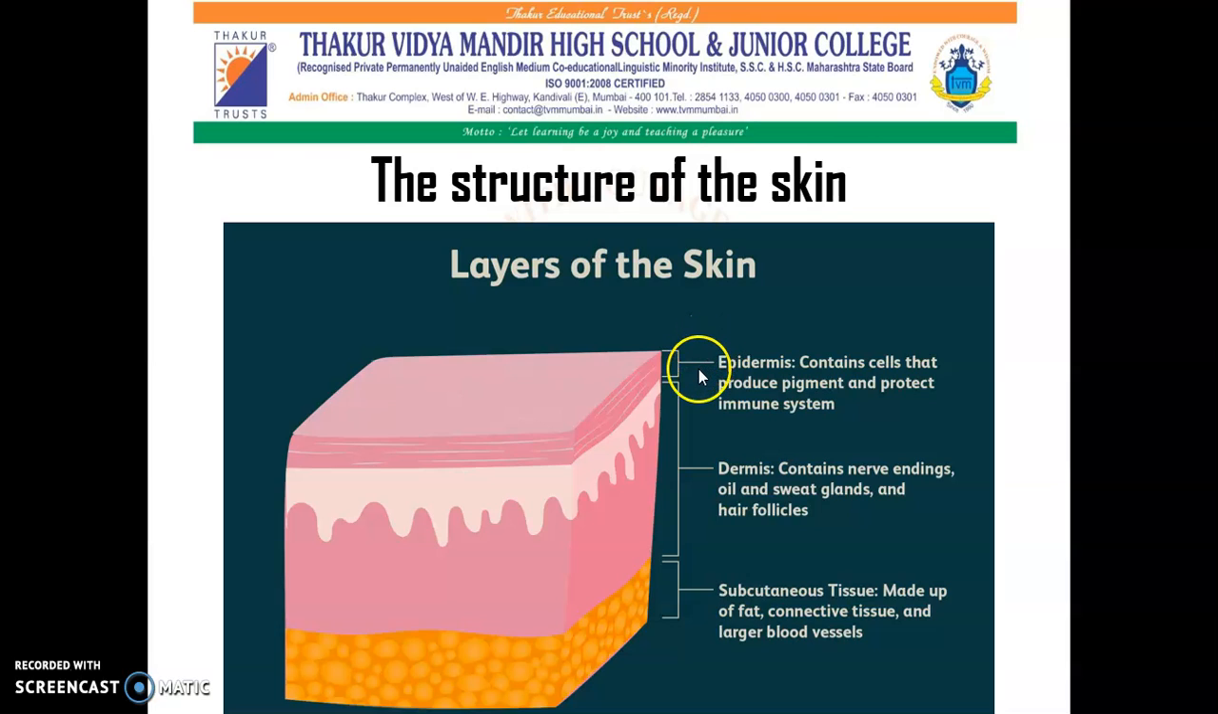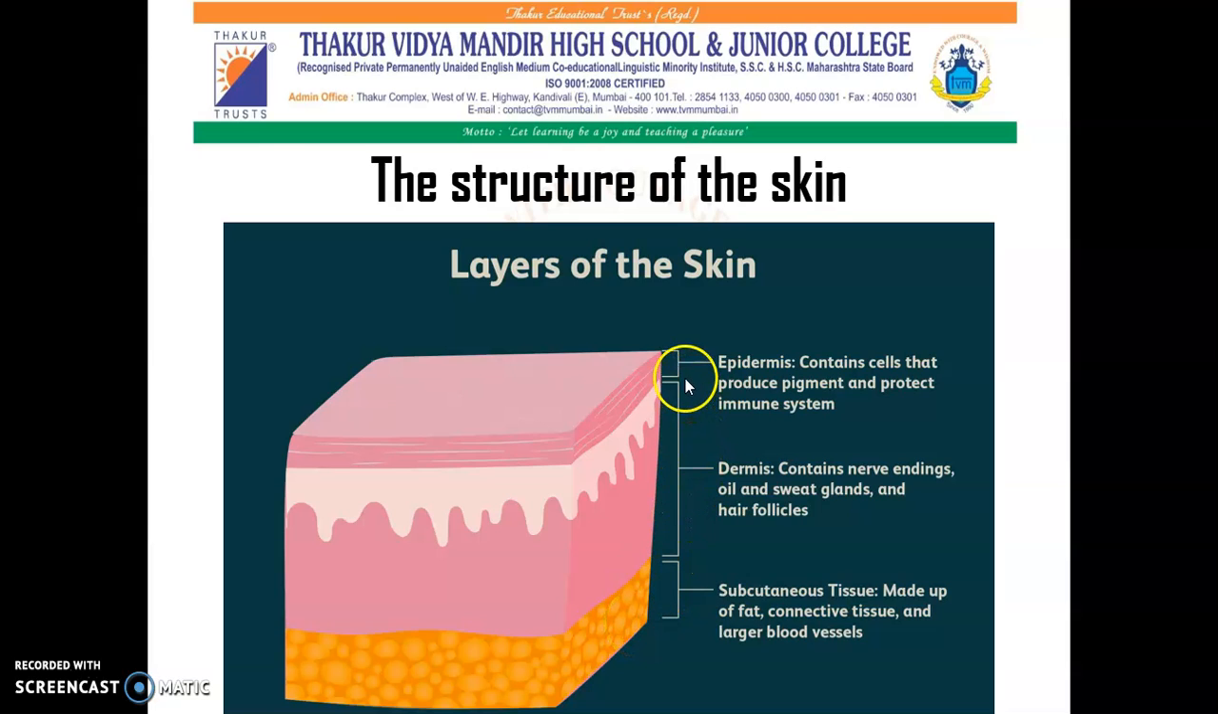Human skin is made up of two main layers. The outermost layer is called the epidermis. Here you can see this is the epidermis. And the lower layer is called dermis. Below the dermis, there is a network of blood vessels and the nerve fibers. The subcutaneous layer under this network maintains the normal body temperature.